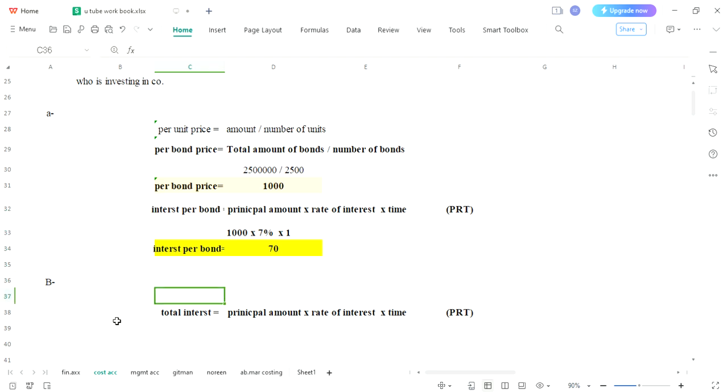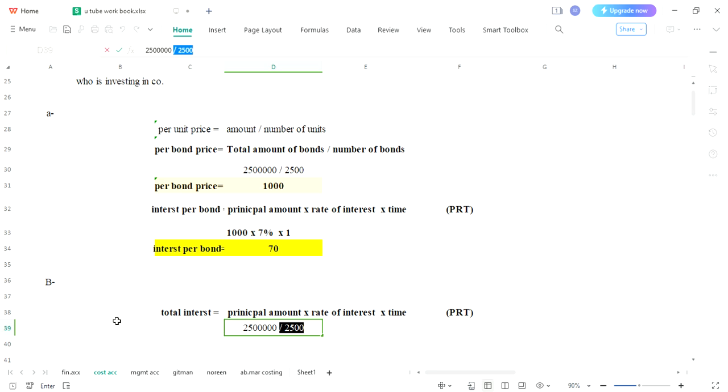So there would be a difference. Here you are going to calculate total interest, so you will have total principal amount and you will multiply it with rate of interest, which was 7%, and then again you will multiply it with time, that is 1 year. So in this way you will be able to calculate your total amount of interest.